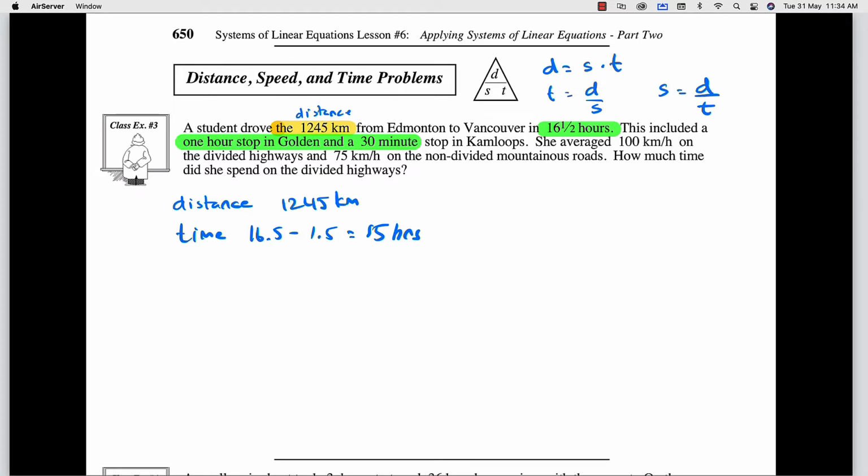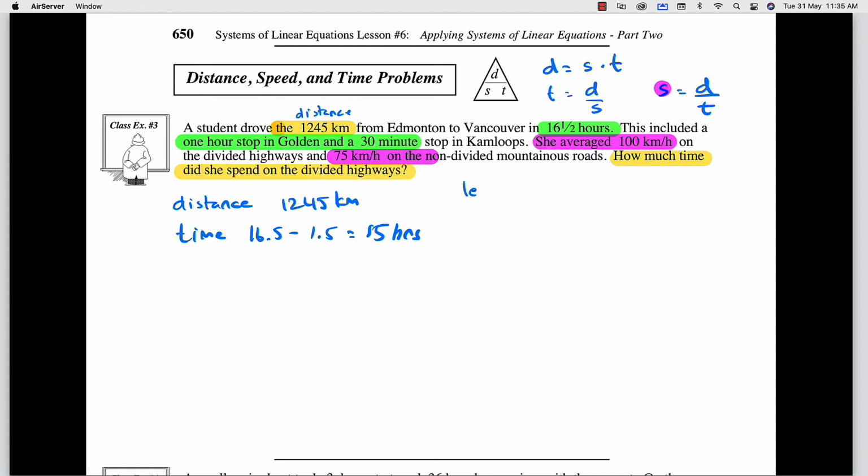Now we've got this other one right here, which is going to be she averaged 100 kilometers per hour. And you can see right here, that is going to be a speed because there's distance, 100 kilometers divided by time, hour. So on the highway they went 100 kilometers per hour, and on the mountainous roads they went 75 kilometers per hour, a little bit slower. And again, from the last equation we should be able to sort of derive our let statements. So we're talking about how much time was on the 2 different types of roads.